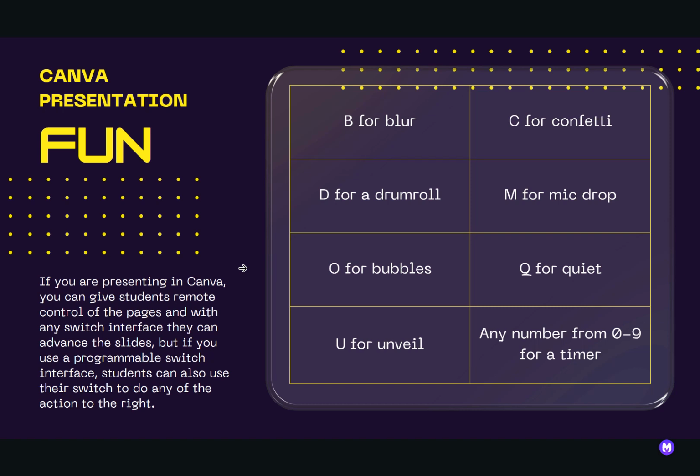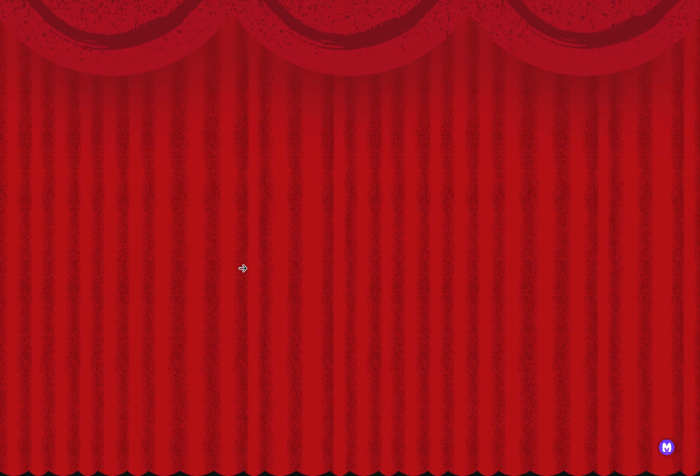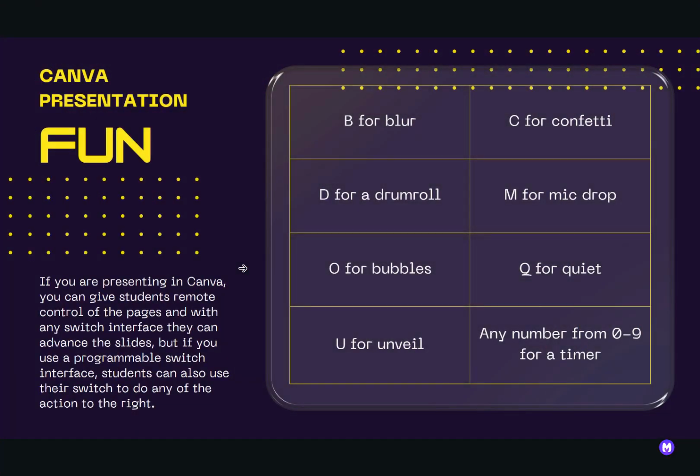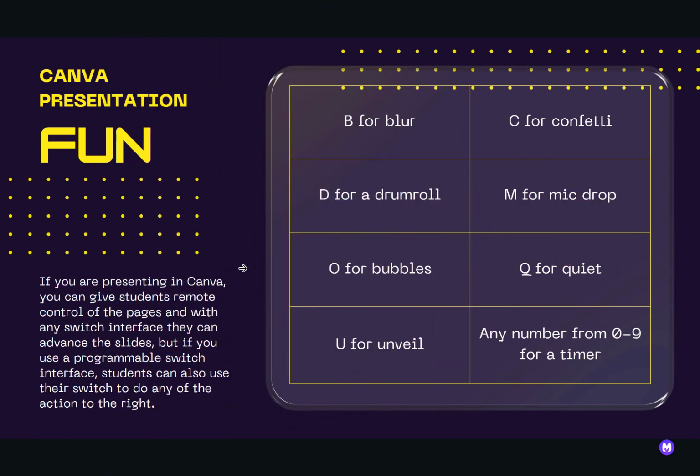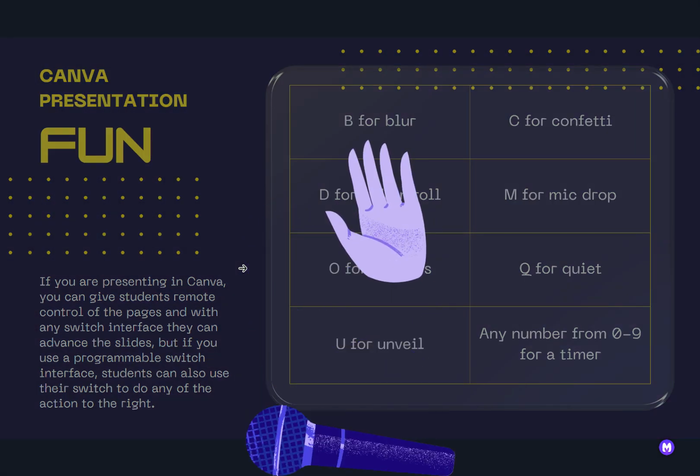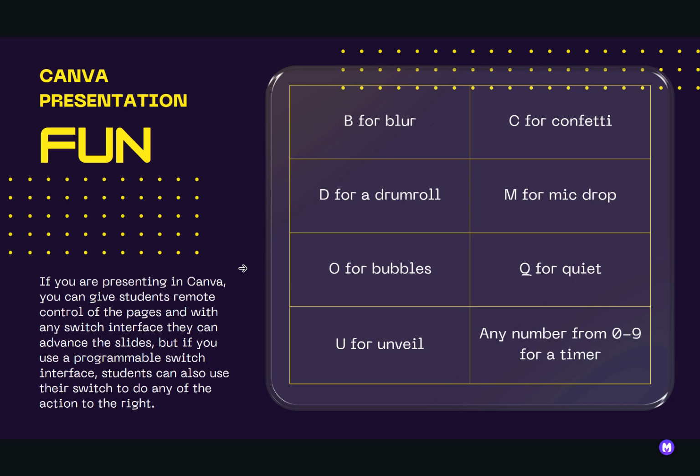You could also program their switch to send a U for unveil, and then they're going to get the curtain here. Lots of students also like the C for confetti, or the M for a mic drop. So that can be a really fun way for students to interact with Canva presentations.